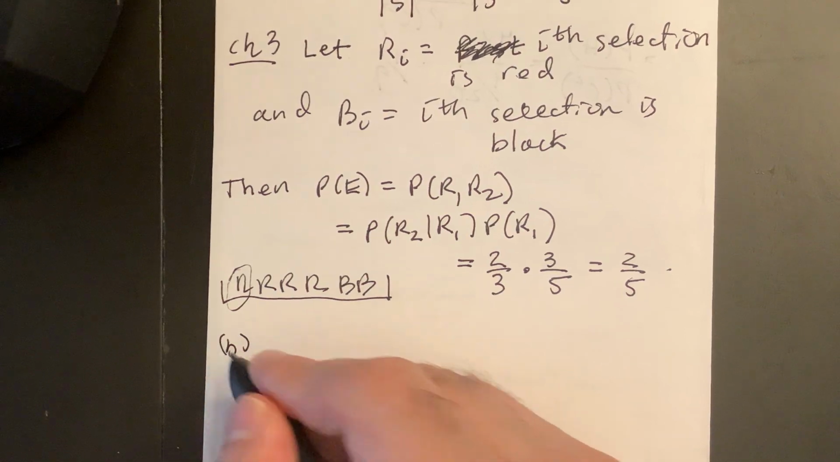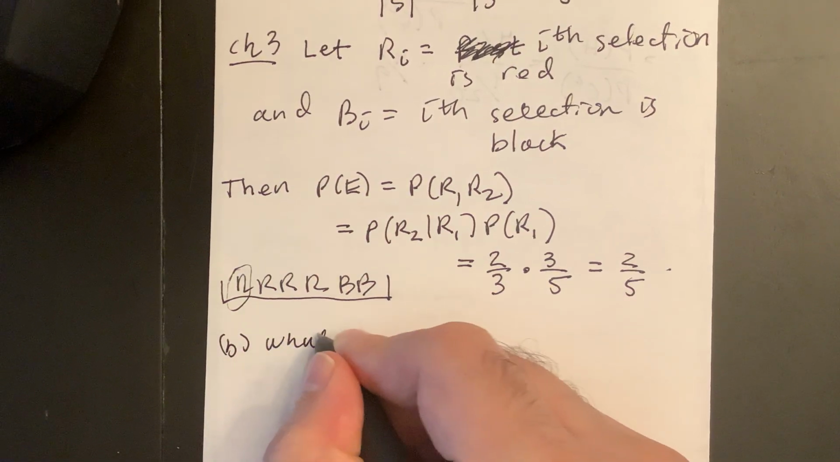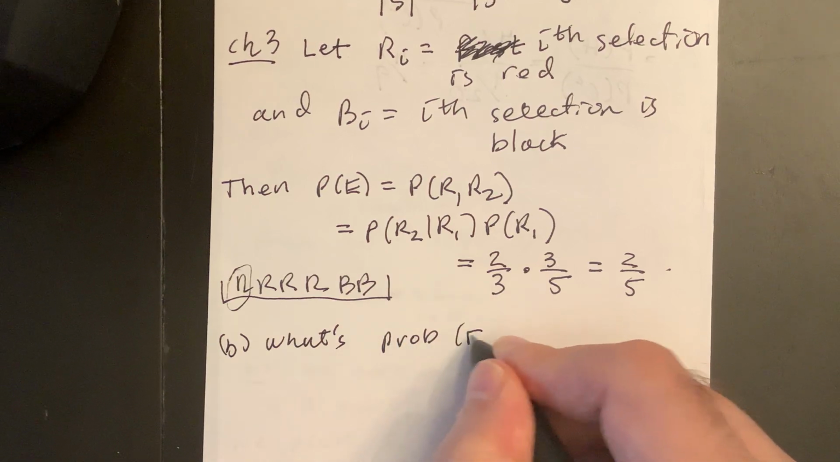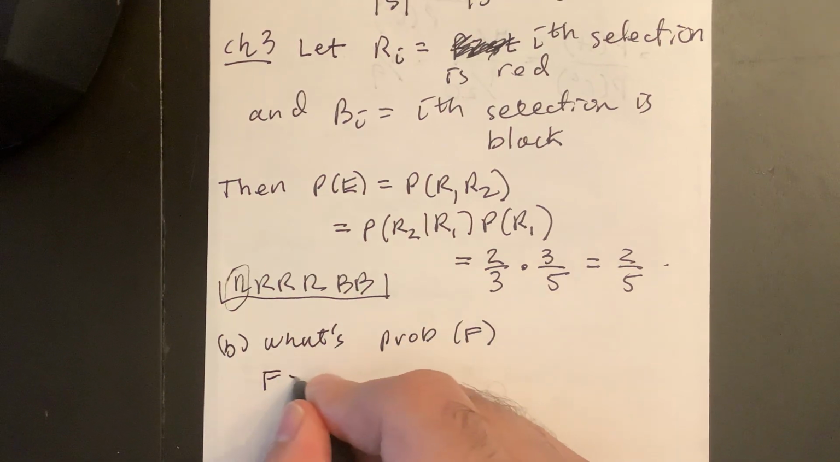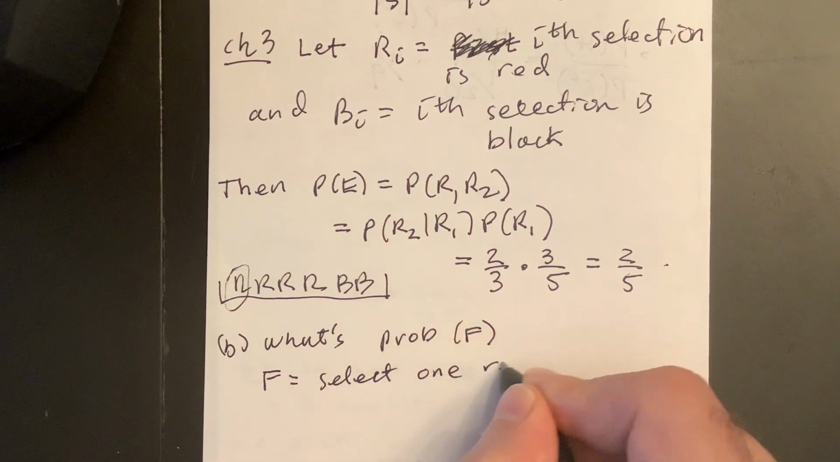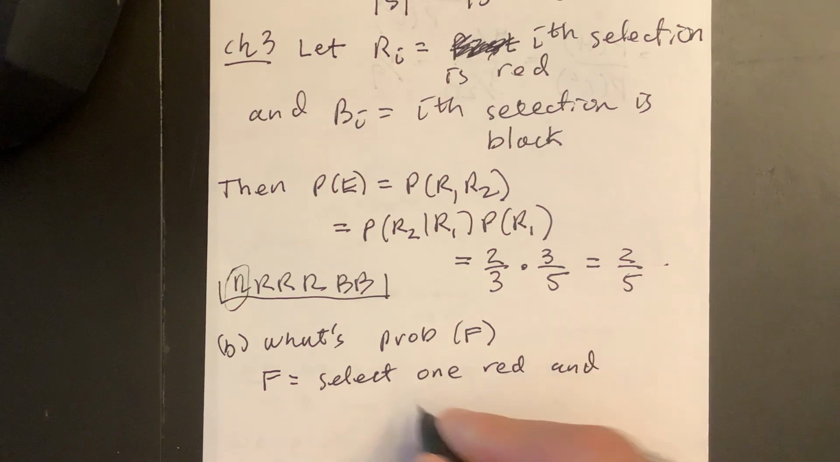What's the probability of F, where F is, we select 1 red and 1 black.